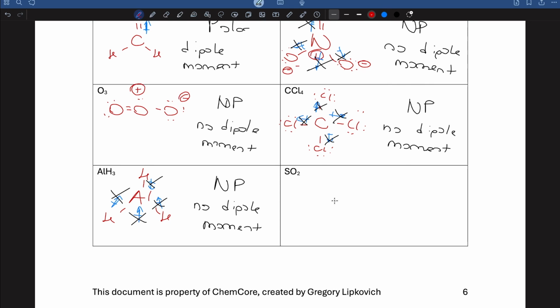SO2, we drew the structure a couple times. 2 double-bonded oxygens and 2 lone pairs on the sulfur, 2 lone pairs on the oxygens. The sulfur-oxygen bonds are polar, going toward oxygen. Notice that these bonds do not cancel each other out. This structure is overall polar with a dipole moment.